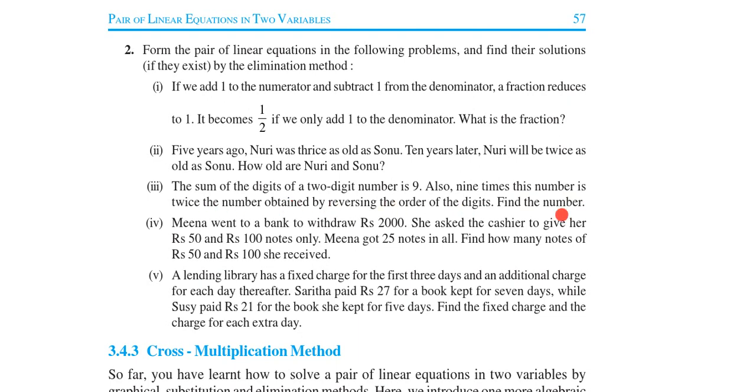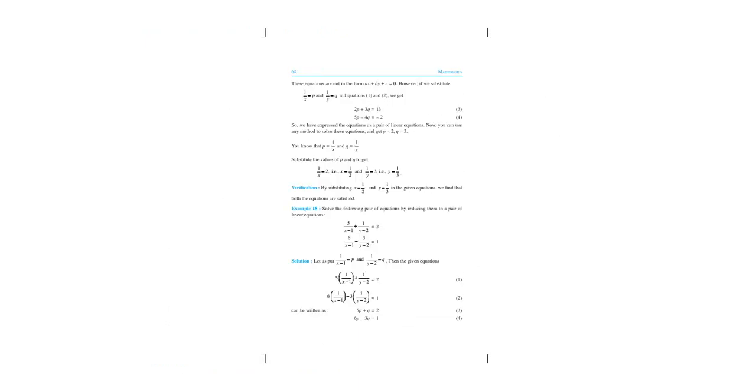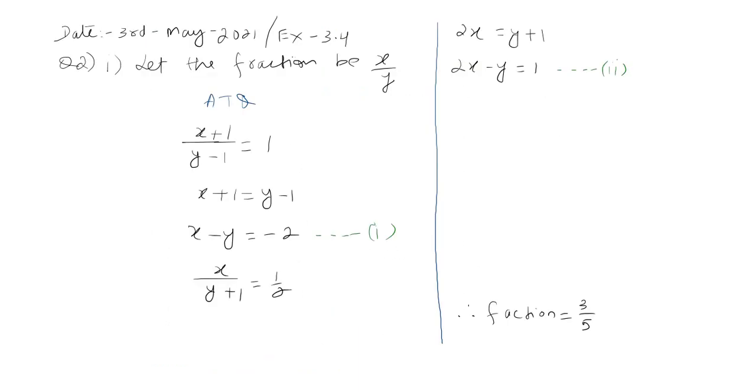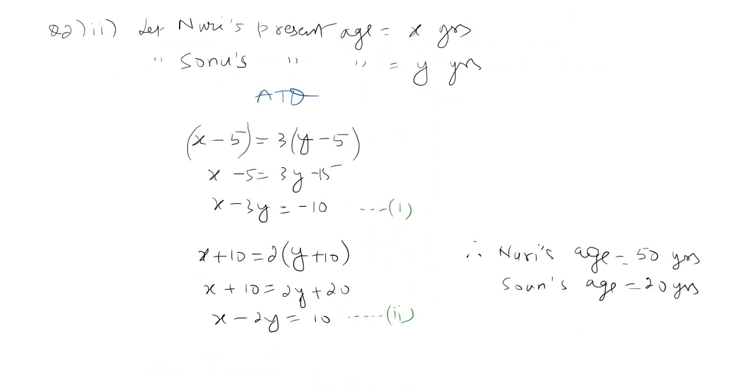So we have a number which has two digits, and the sum of those two digits is 9. But the original number, if you multiply by 9, will be equal to twice the reverse order number. Now what is this reverse order number or the original number? All this I'll talk about now. So we have a two-digit number. This is question 2, third part.